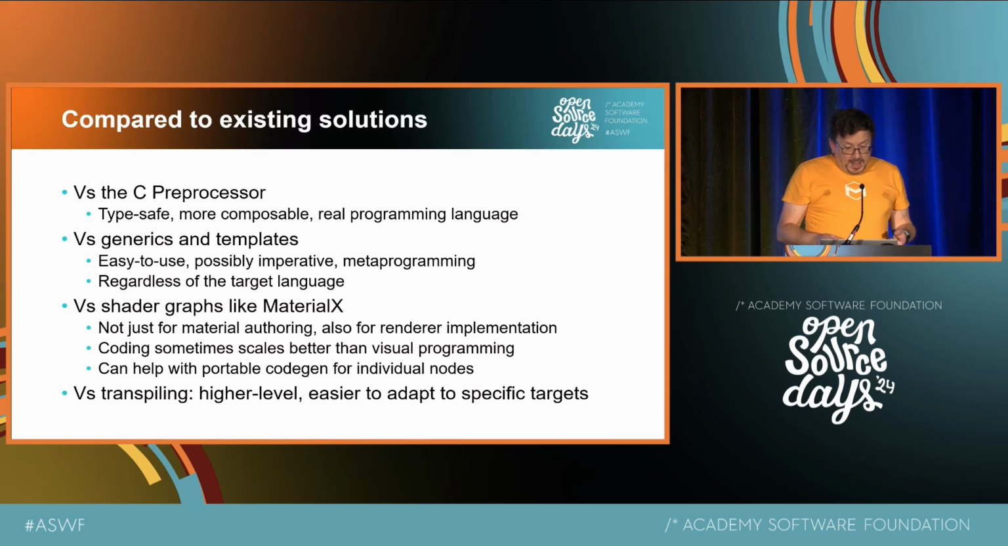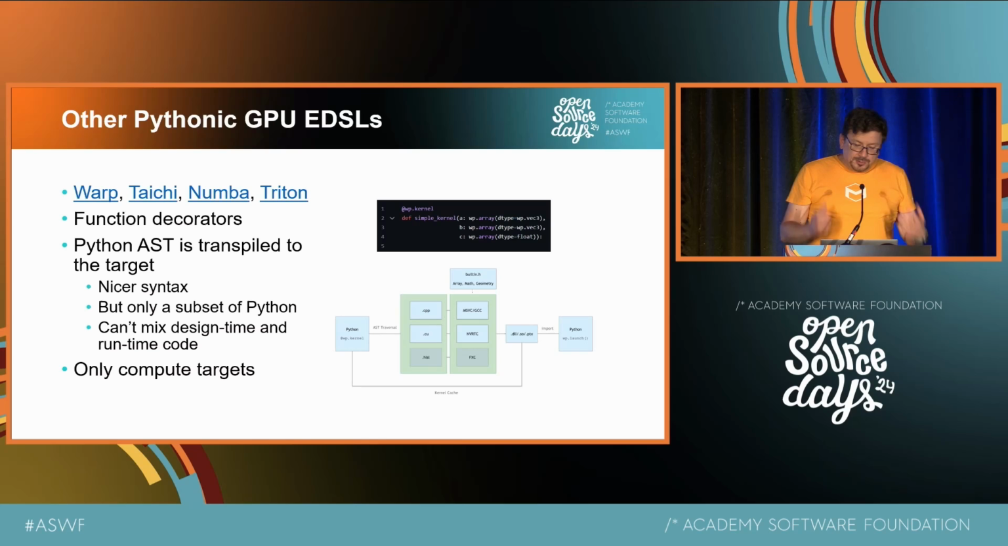reuse. And lastly, compared to transpiling, transpiling is the go-to solution for portability, and it works great in some scenarios. But Metashade offers more of a top-down approach where we can use higher-level knowledge about the differences between targets to work around those differences.